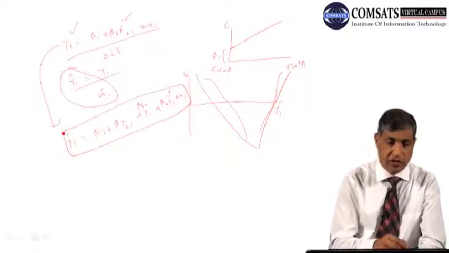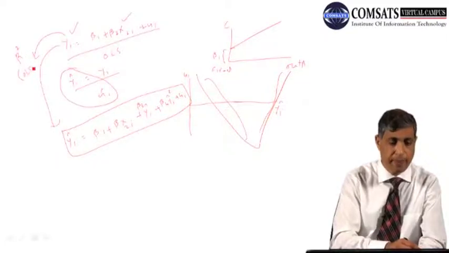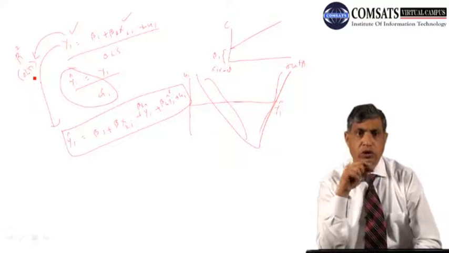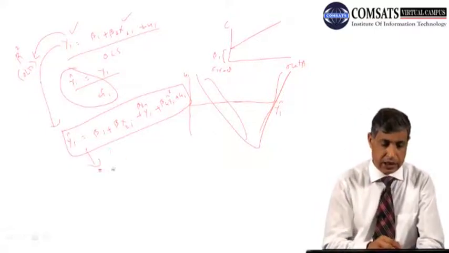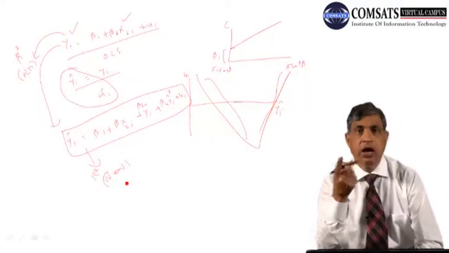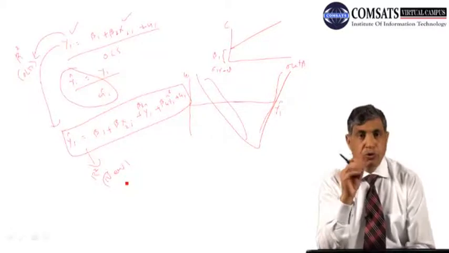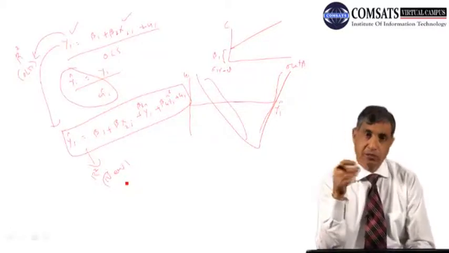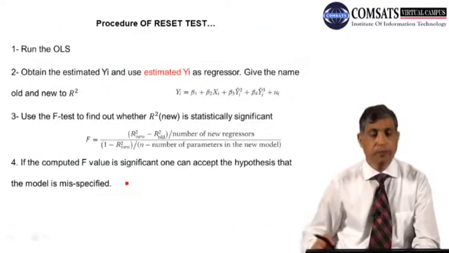Now when you estimated this model, you have some r square. Call this old r square. Old is gold. And this is the new r square. Every time you estimate a regression, there is an r square. What is r square? The coefficient of determination: how much proportion of your dependent variable is being explained by the independent variables. So what is this procedure?